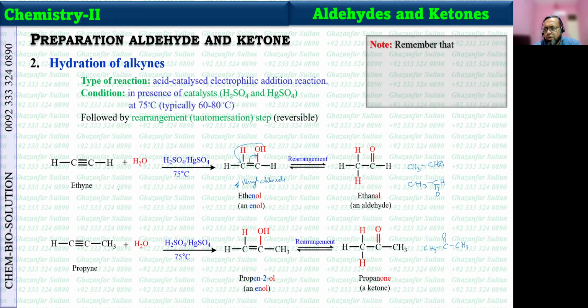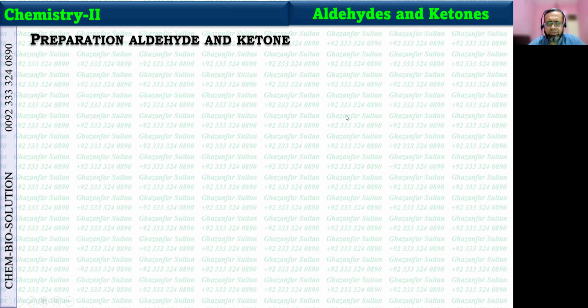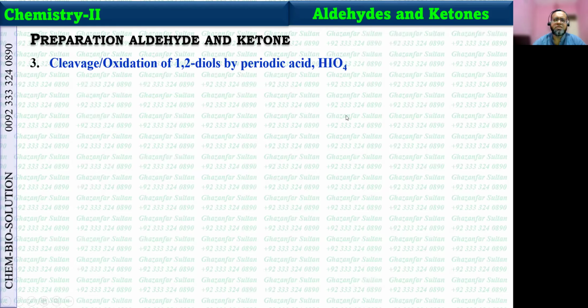And okay, I have mentioned one more thing, that addition of water to alkyne follows Markovnikov rule. So other than ethyne, all the alkynes give a ketone by this reaction after rearrangement, because there's no chance to have OH group on the terminal except the ethyne. Now the cleavage or oxidation of 1,2-diol by periodic acid.